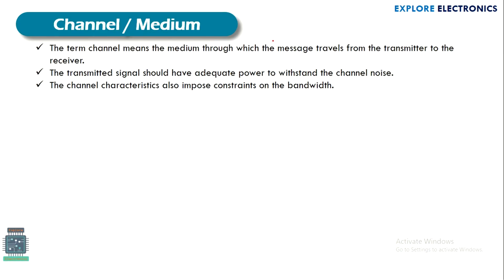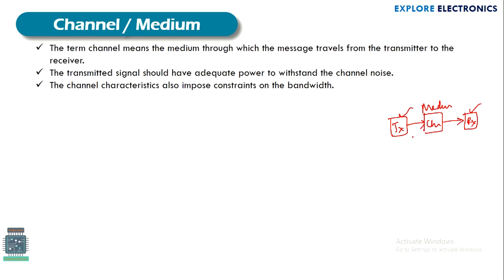And then, what is a channel or medium? A channel is a medium through which the message or signal travels from the transmitter to the receiver. This channel comes in between. Before it we have a transmitter, and next we have a receiver. So this is our flow. So a channel is a medium, we can say, in between the transmitter and receiver.